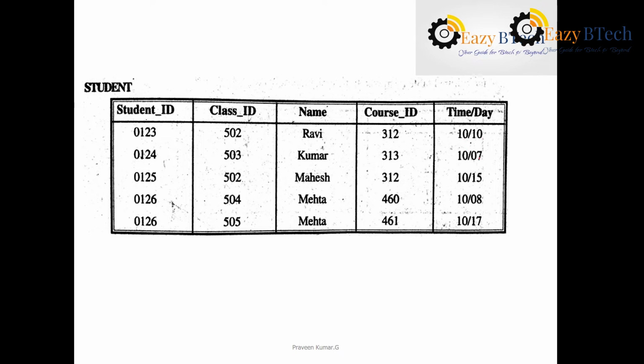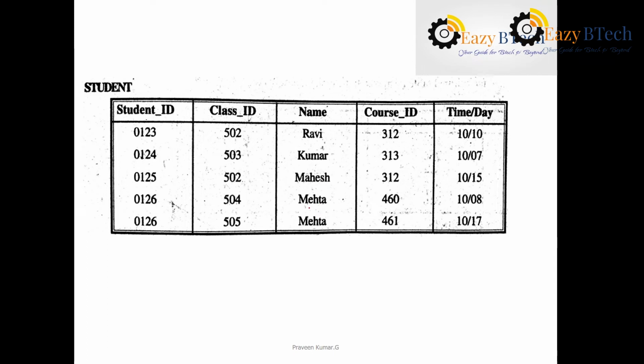10th October, 7th October, 15th October, 8th October and 17th October. Okay, here student 123, 124, 125, 126. Suppose 126 is registered for two courses, 504 and 505. This is the course ID. 504, 505 is the course ID. Mehta is the name of the student.